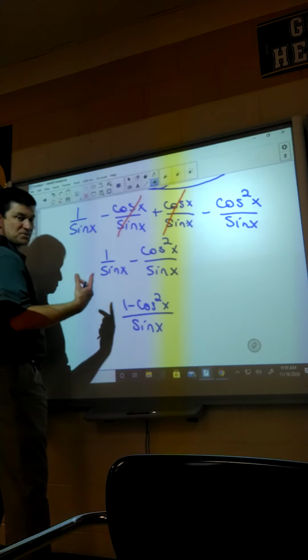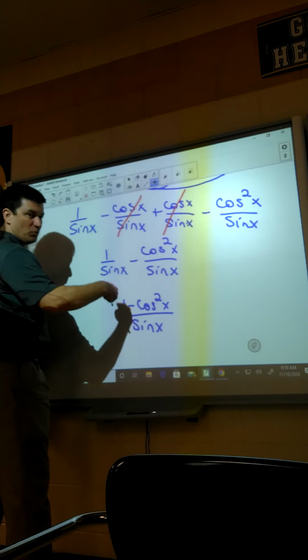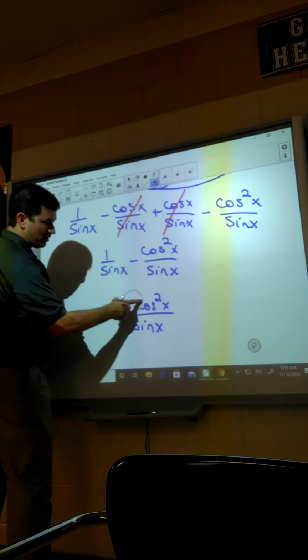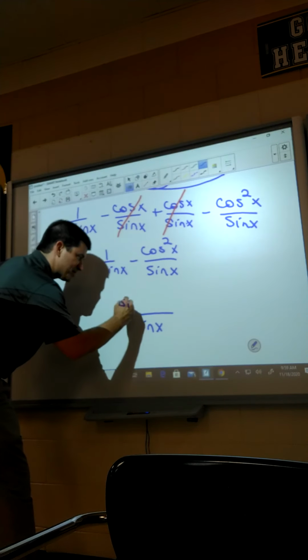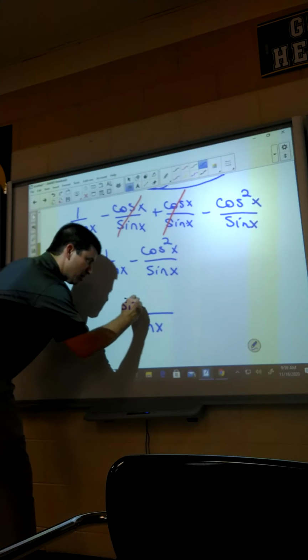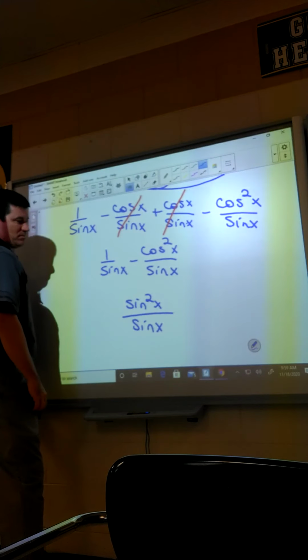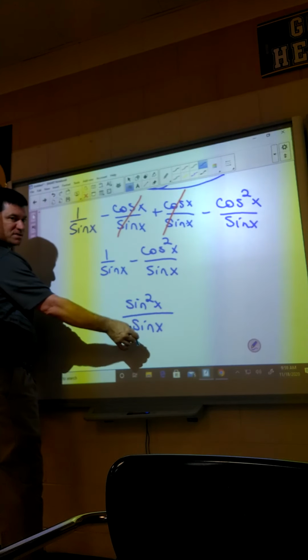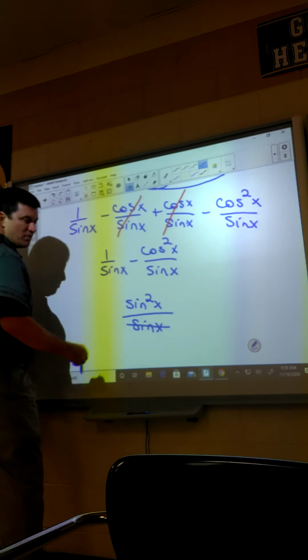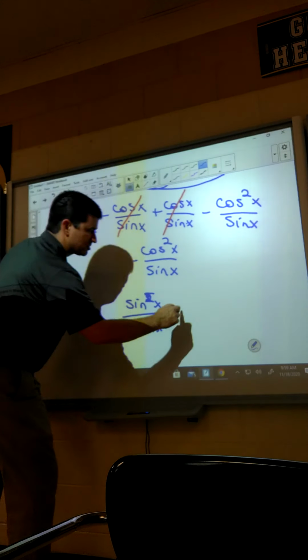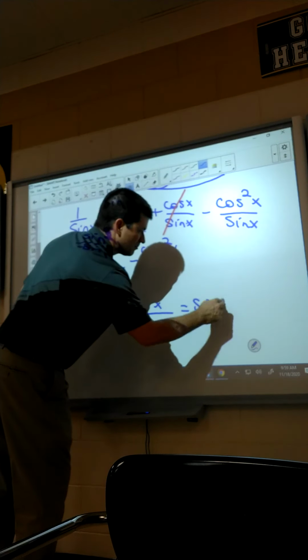We just got to get used to, guys. Anytime y'all see 1 plus something or 1 minus something, it's probably going to be a formula. So that sine squared, the last step should be easy. 2 sines on top and 1 sine on the bottom. I mark out 1 sine on the bottom, 1 of the sines on top. My answer is sine x.